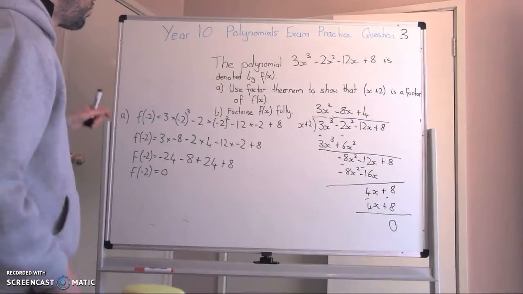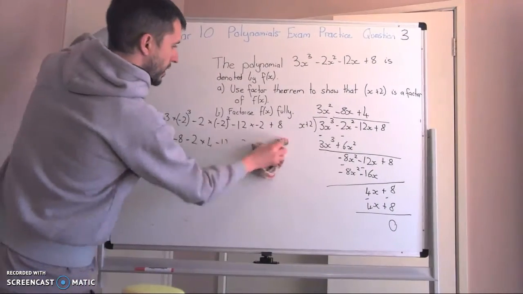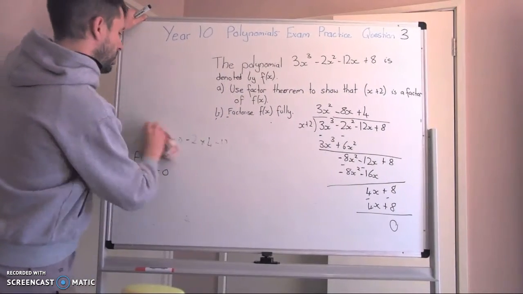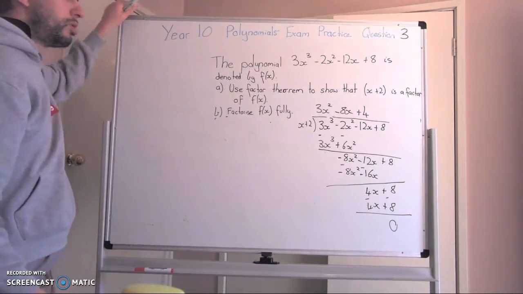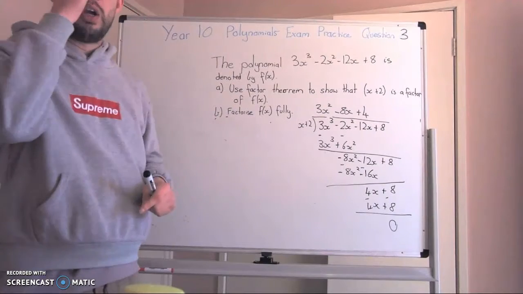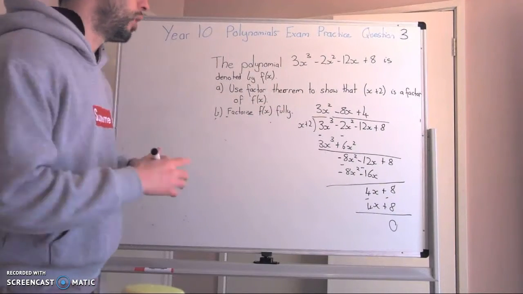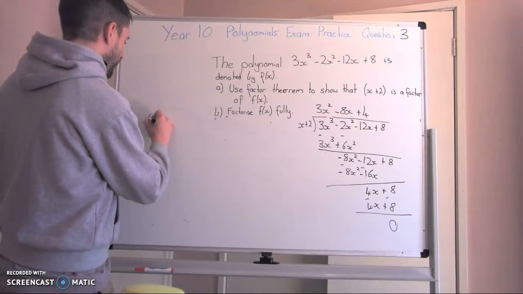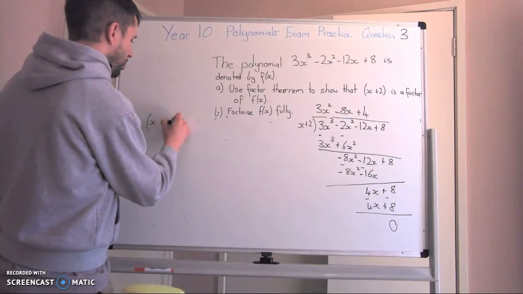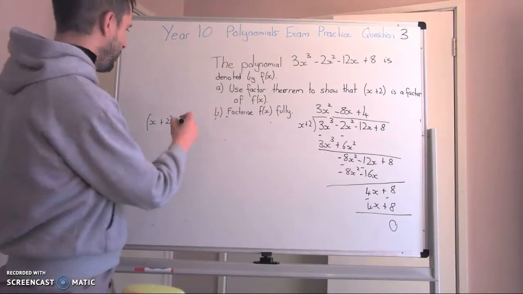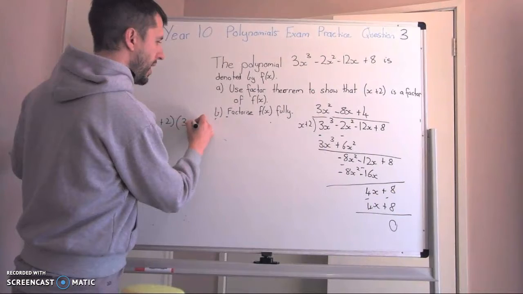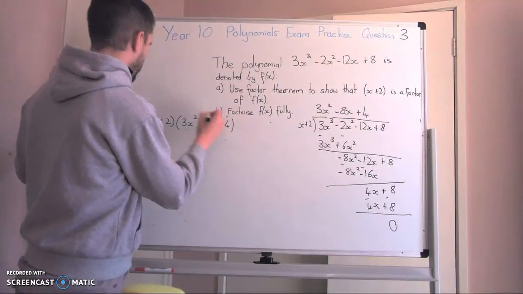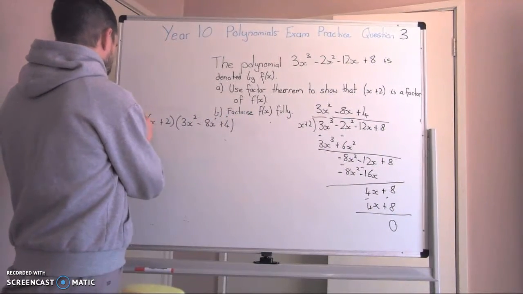So I'm just going to rub off this part over here, because we've already done it, so we have got room to do this next part and continue to factorize fully. So if I rewrite this, I know that I have x plus 2, and I have my quadratic here of 3x squared minus 8x plus 4.